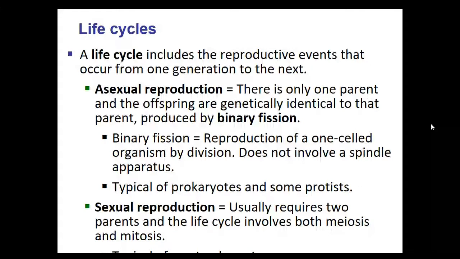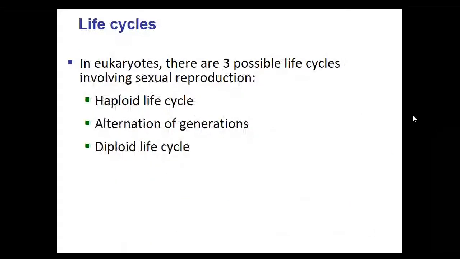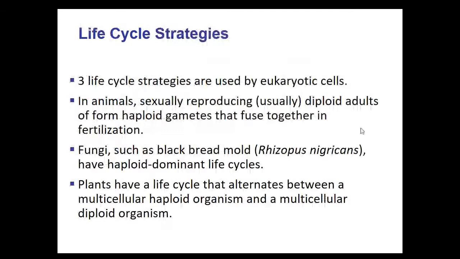Okay, 3 kinds of life cycles in eukaryotic organisms, like plants, animals, fungi. Some of them have a haploid life cycle, some have a diploid life cycle, and this alternation of generations is a combination of both. This is what plants do. To alternate means to take turns. So in plants, there's a haploid life cycle, and then a diploid life cycle, and then a haploid life cycle, and then a diploid life cycle. And we'll look briefly at what that means.